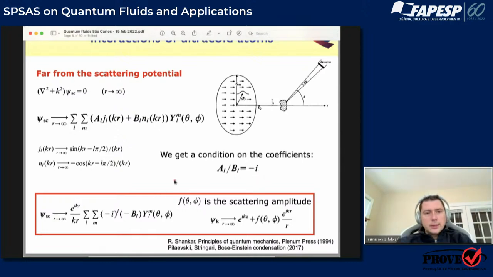So we can recast the expression for the scattering wave function in terms of this equation here. You see that it is indeed a spherical wave, e^{ikr} divided by kr, times a quantity that we call the scattering amplitude, written here as f(theta, phi). In f(theta, phi), we basically encode all the properties of the scattering process. Okay, so this is really the central quantity for scattering.